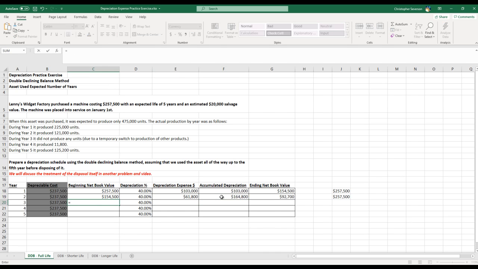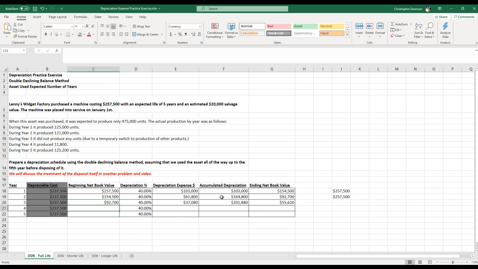For year 3, we're going to bring over that ending net book value from year 2. We're going to multiply it by 40%. And now we're down to a smaller number. Every year we'll get decreasingly smaller. $37,080, but our accumulated depreciation is increased by that amount. It's accumulating more and more depreciation. Our net book value at the same time is dropping by that amount.